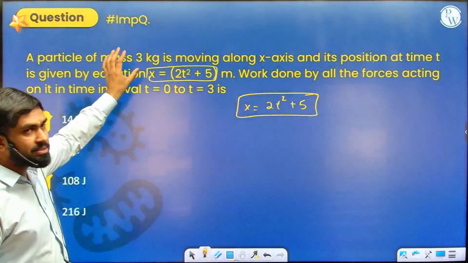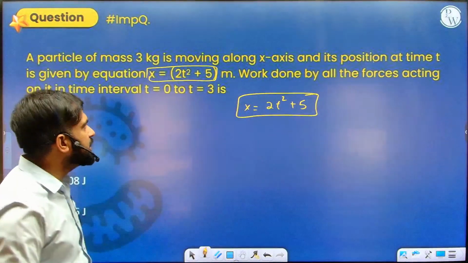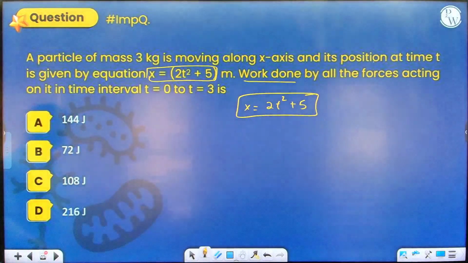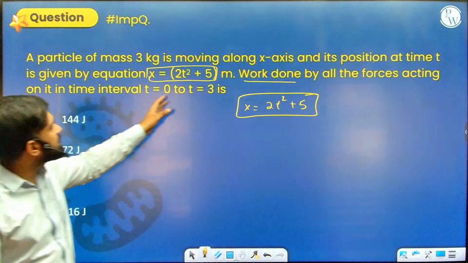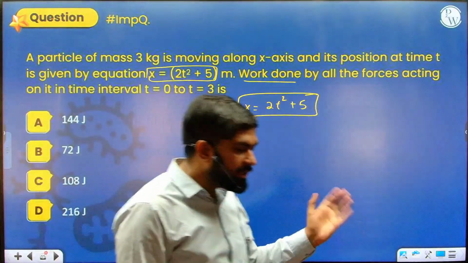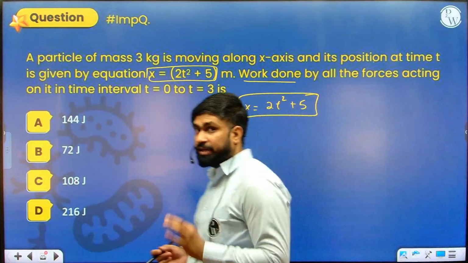Now check what other information is given. Have they given mass? Yes, they have given mass. Then definitely I can take help of work energy. Are they asking about work done? So definitely I need to apply the work energy. And they are asking about the time interval 0 to t, 0 to 3 seconds. The t is 3 seconds. There are 3 ways to solve this problem. Straightforward.